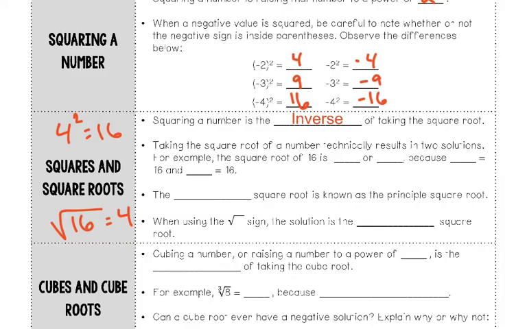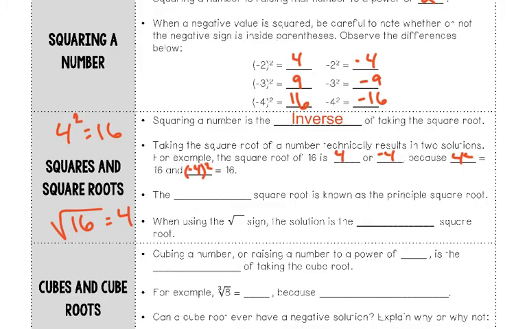So we do want to remind ourselves that technically we have two solutions that come out of this, because like we see here, negative 4 times negative 4 is also 16. So the square root of 16 can be 4 or negative 4, because 4 squared is 16 and negative 4 squared is also 16. Okay, I wrote that kind of better.